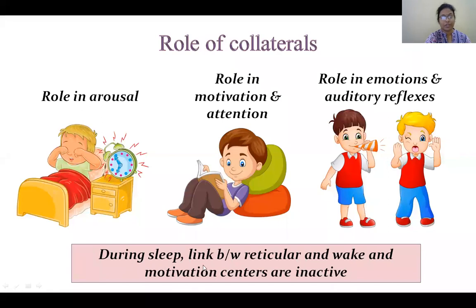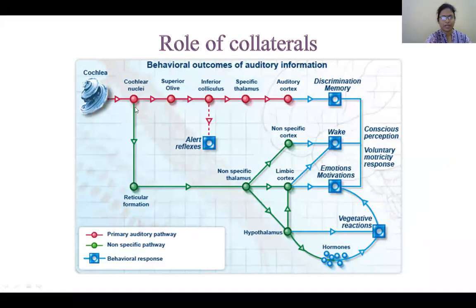But during sleep, the link between the reticular and the wake and motivation centers is inactive. That's why during deep sleep, we are usually not woken up. Now, to summarize, this is the primary pathway, that is from the cochlear nucleus to the superior olivary complex, inferior colliculus, then to the medial geniculate body, that is the nucleus of the thalamus, and then to the auditory cortex. Also, because it has collaterals to the reticular formation, and from there connections with the non-specific nuclei of thalamus, it plays a role in emotion and behavior.